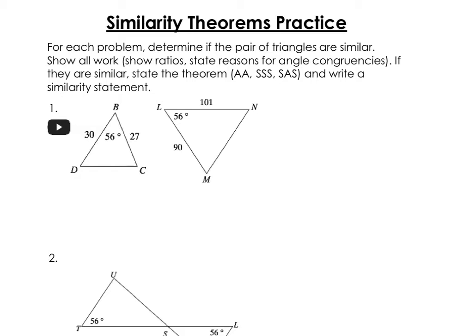So first thing I'm going to do, I'm going to write down the information that we know. Well, we know that angle B is congruent to angle L, and the reason for that is that's given to us. We know that B is 56 and L is 56. Next, to check side angle side, we need to match up our corresponding sides. So I'm going to match up my small sides, which is going to be the 27 and the 90. And then I'm going to match up my medium sides, so 30 and 101.